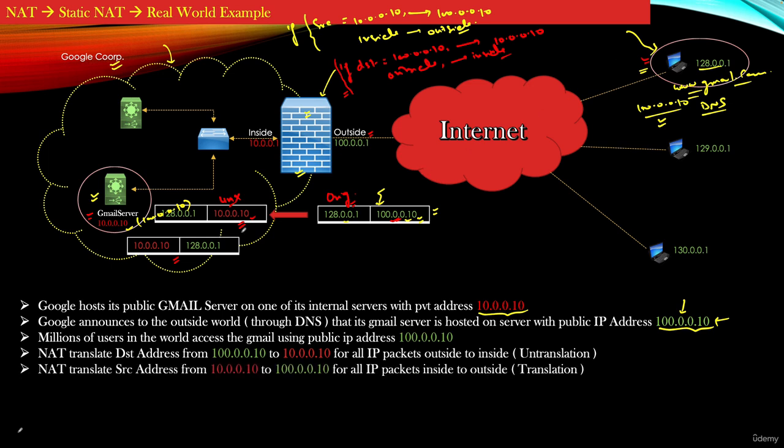And when this reply packet hits this ASA firewall device, since it hits the ASA firewall device on the inside interface, the original static NAT rule will be enforced on this packet. And that rule says that if the source address of the packet is 10.0.0.10, convert it into 100.0.0.10. So this would be the translated packet, TX.